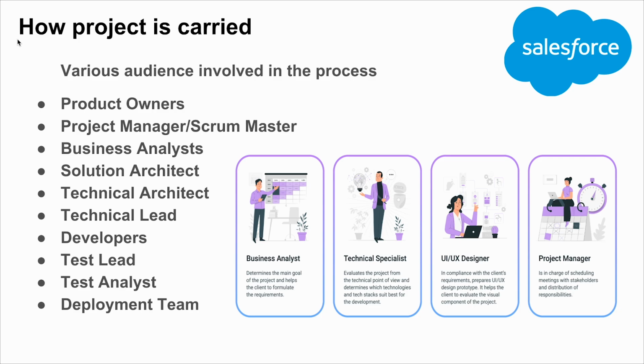Let us now understand how a project is carried out in any company. First, let us understand the various audience or key players who are involved in the process of project management. As you see on the screen, I have listed the key players who will play an important role in any project implementation, starting with product owners, scrum masters, project managers, business analysts, solution architects, technical leads, and so on. So let's start with product owners.